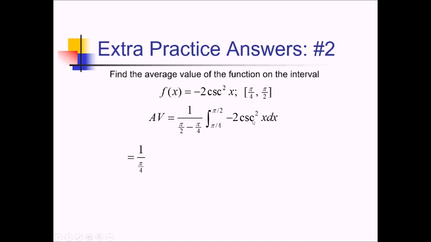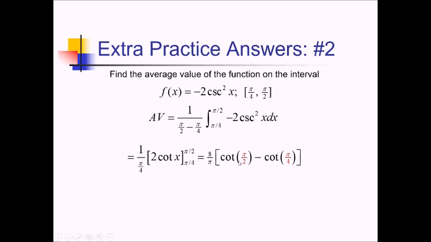And my antiderivative here is going to be 2 cotan of x, evaluated from pi over 4 to pi over 2. So I can flip this thing to write 4 over pi. And we've also got a 2 here that I can multiply by the 4, so that gives me the 8 over pi that I see here. And inside, I've got the cotan of pi over 2 minus cotan of pi over 4.